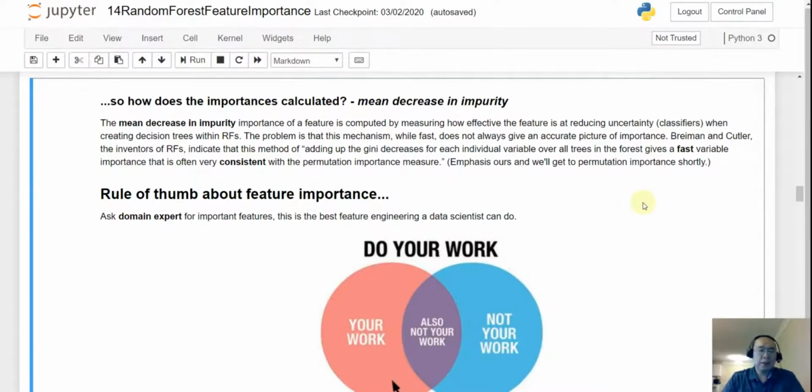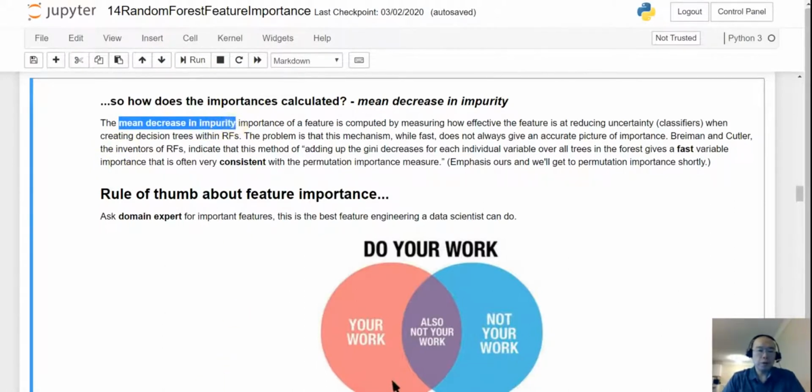Okay, let's continue. So the question you may ask is, it's cool that we have the feature importance, but how are they calculated? The long story short is that it is the mean decrease in the impurity.